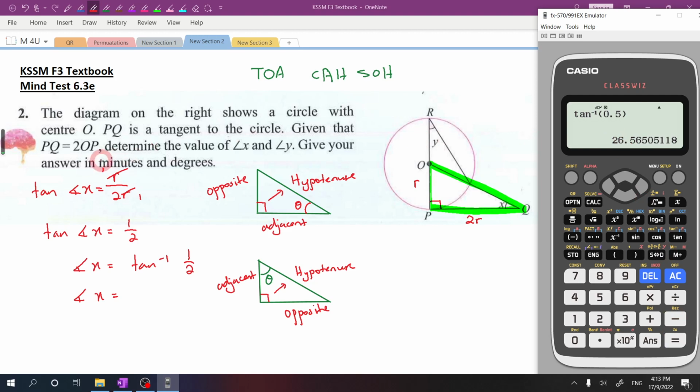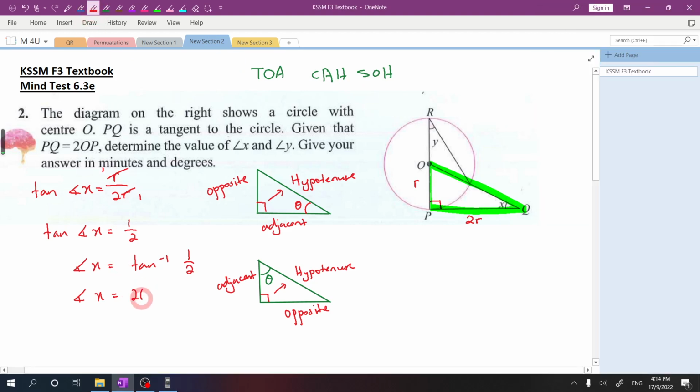But the question asks us to give our answer in degrees and minutes. So we want to change it to degrees and minutes. If this part is 30 and above, we have to add 1 over here. So this is 54, therefore we need to add 1. So it becomes 26 degrees 34 minutes. 26 degrees 34 minutes. Okay, so this is the size of angle X. Now let's go to angle Y.